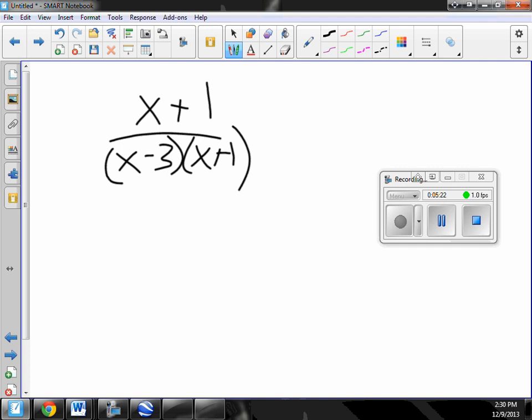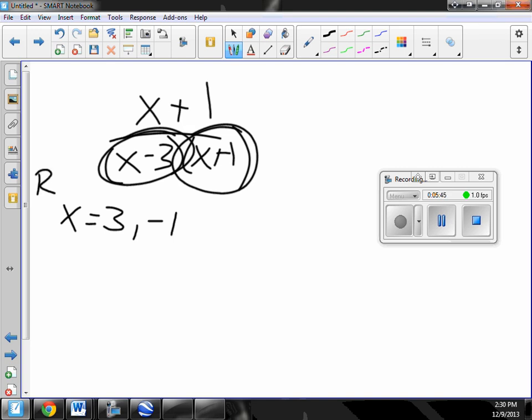So in this case, x equals 3, which is from this factor, represents what? A vertical asymptote. And x equals -1, which comes from that factor, represents a hole. But in both cases, the domain doesn't exist. So the domain of this is all real numbers, but x is not allowed to be 3 or -1 because we're dividing by 0.